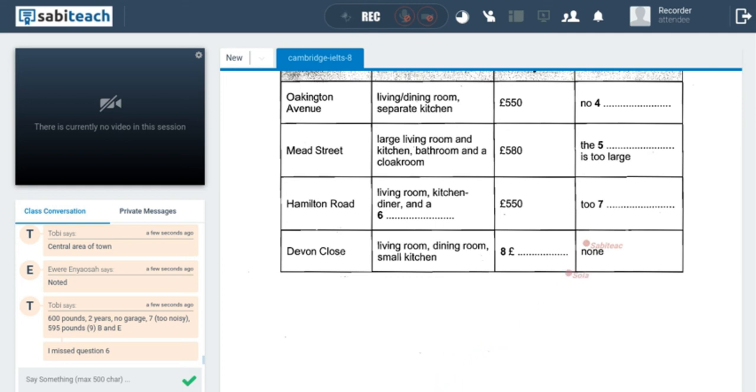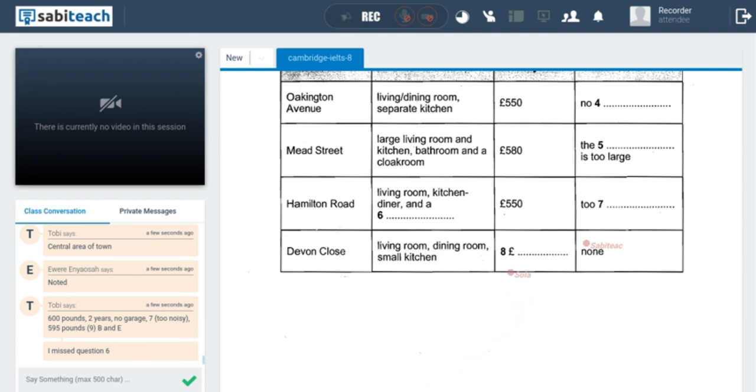So the answer to question 7 is noisy. The guy just said, oh, that would be too noisy, but you already have 2. So the answer to question 7 is noisy. Okay. Now let's listen to answer question 8.